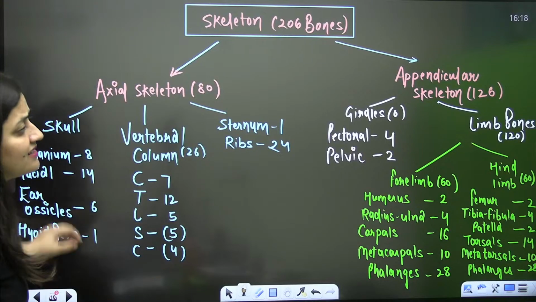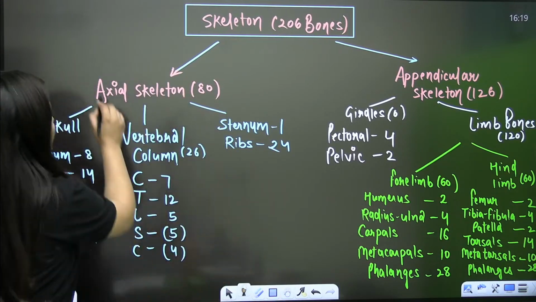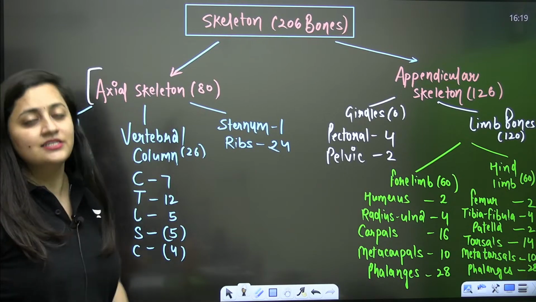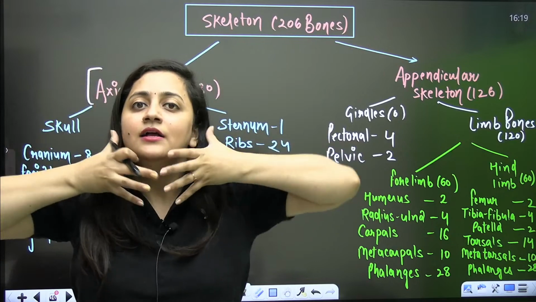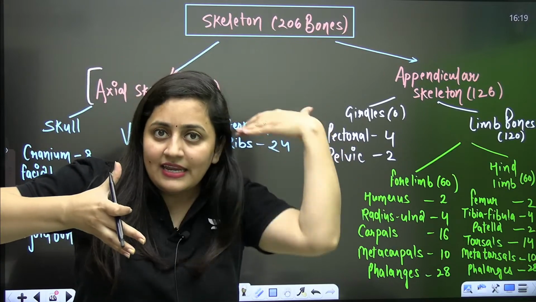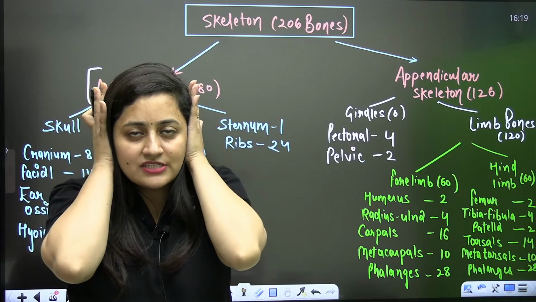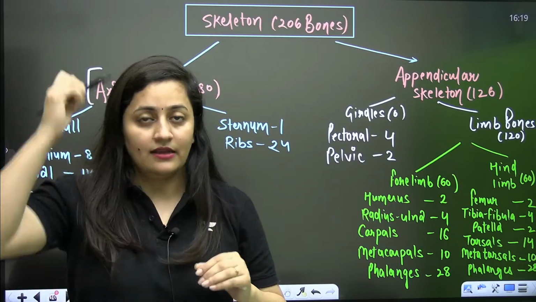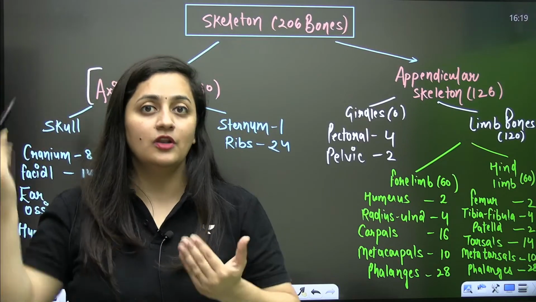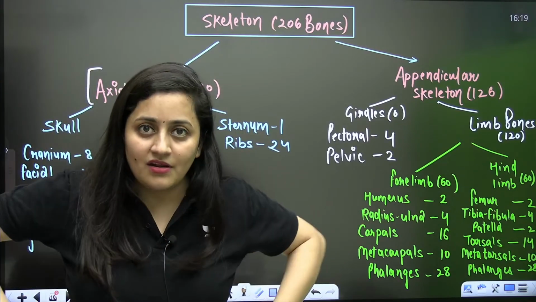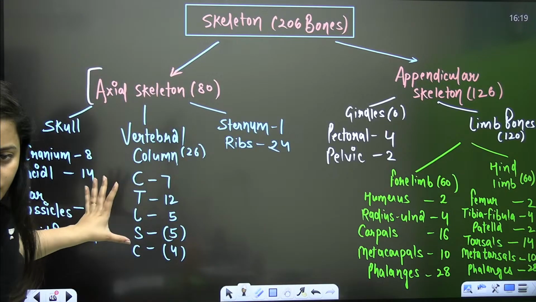So just look at this flow chart. It is very simple. When we talk about the axial skeleton, we will be discussing the skull, which includes the cranium, the brain box, the facial bones, the ear ossicles, and the tongue bone. Then in the axial skeleton, you will also discuss the vertebral column, the sternum, and the ribs. That's what we have to discuss here.